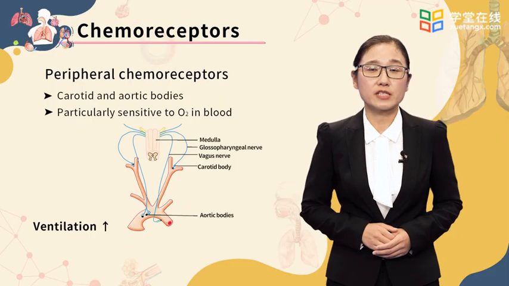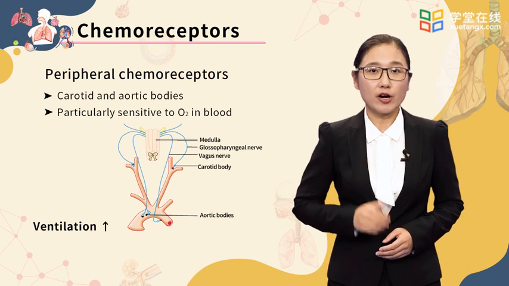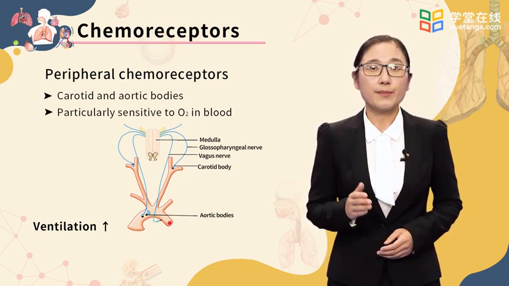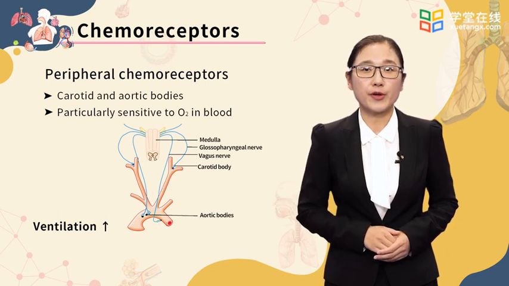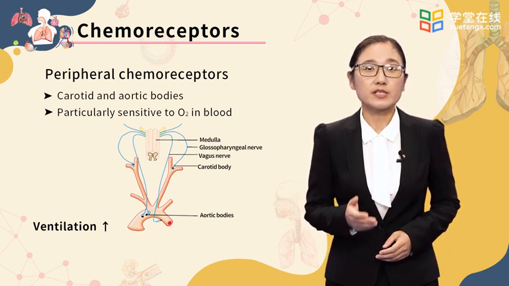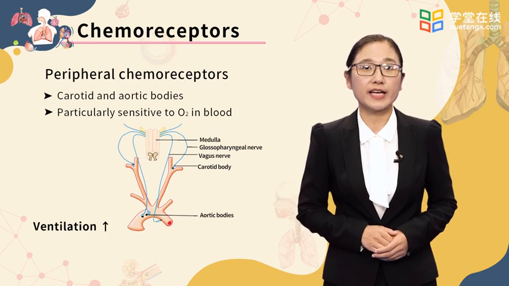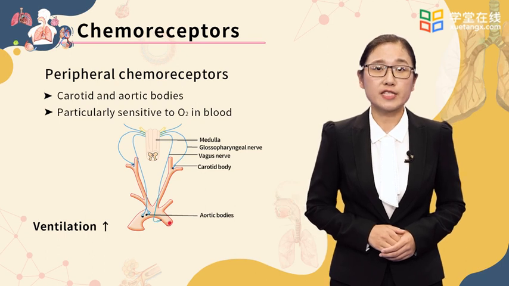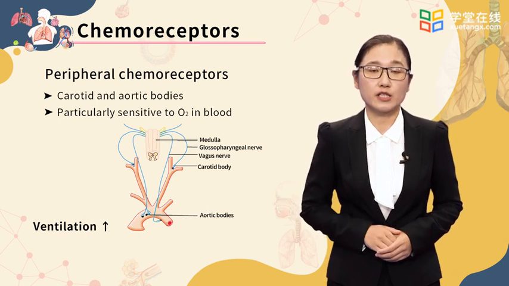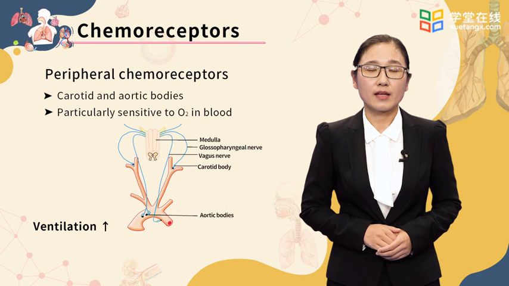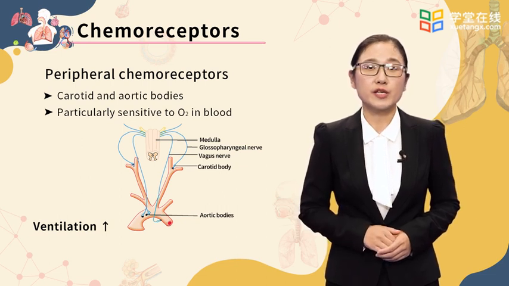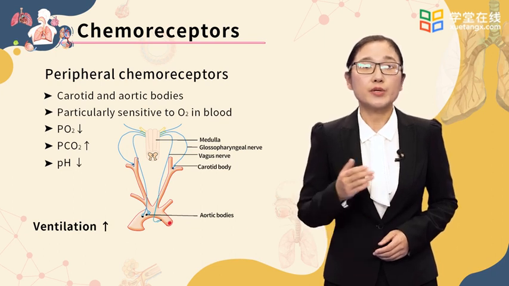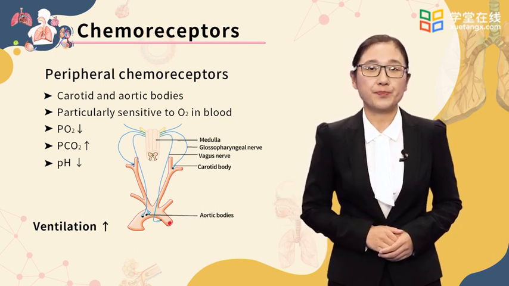Peripheral chemoreceptors located in the carotid and aortic bodies play important roles in controlling respiration. The signals received by the carotid and aortic chemoreceptors are transmitted through the glossopharyngeal nerves and the vagus nerves, respectively. A low arterial O2 concentration will strongly stimulate the peripheral chemoreceptors to increase the alveolar ventilation.